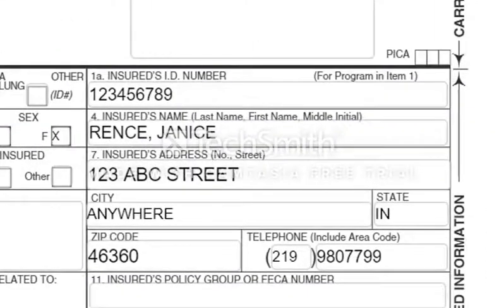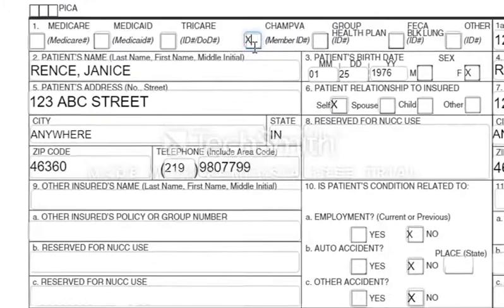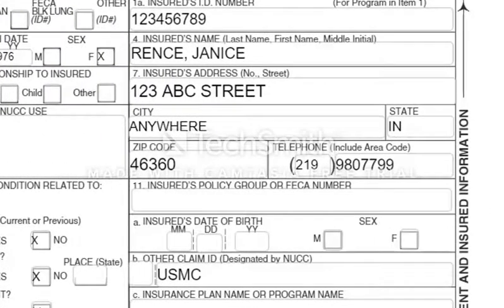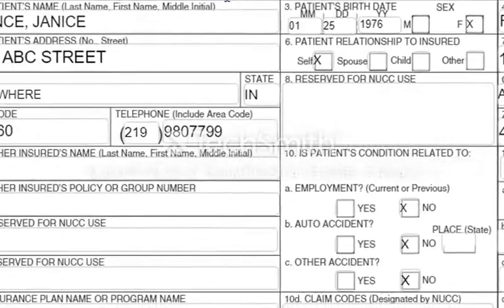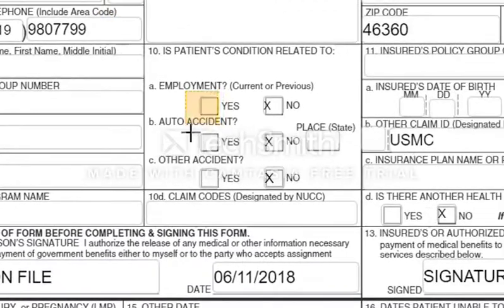Block 1A is still going to be that sponsor's social security number. And Block 2, 5, 3, and 6 are still going to be related to the patient. Block 4 is going to be that insured's or that sponsor's information. If it happens to be self, then we'll put the patient's information in again. Block 9 will only be filled out if we have additional information. Block 10 we will fill out on every single form.